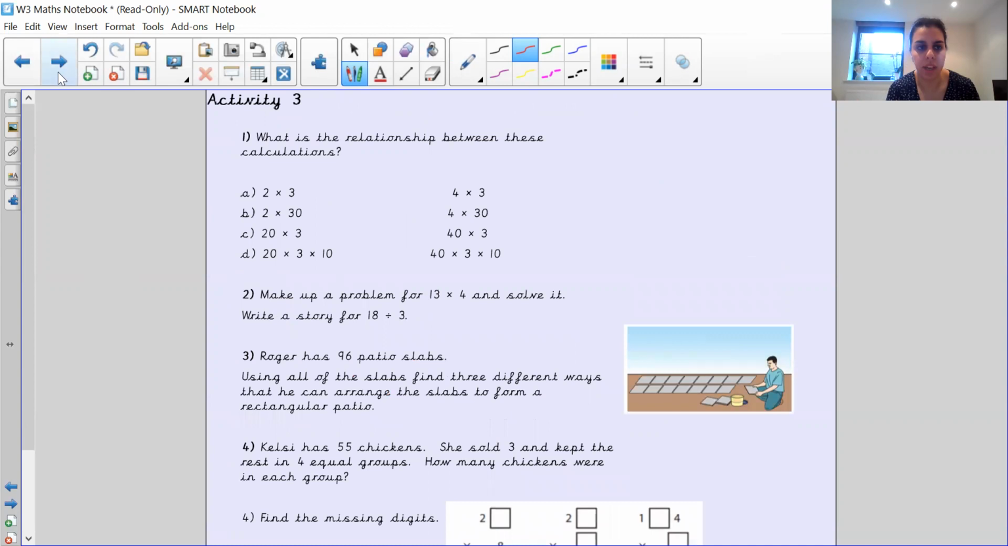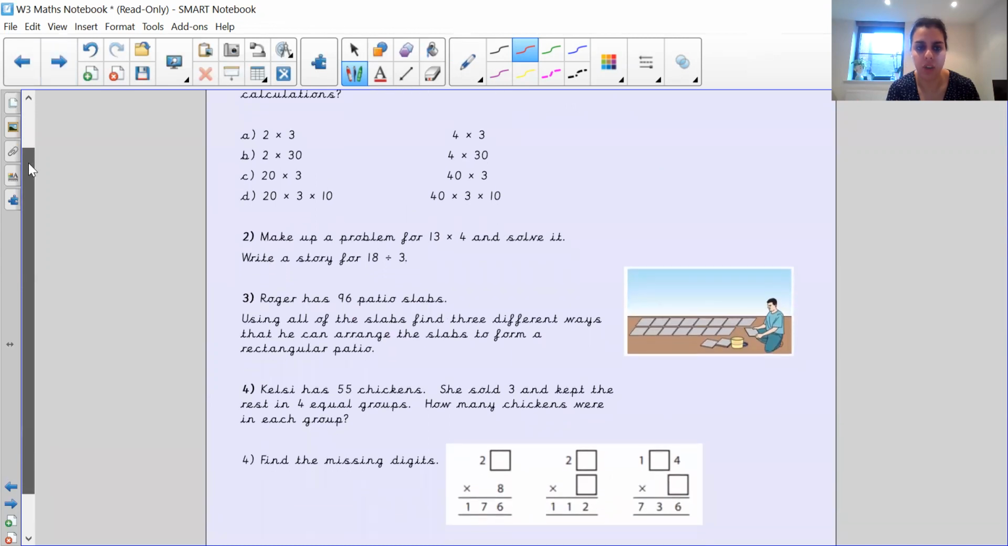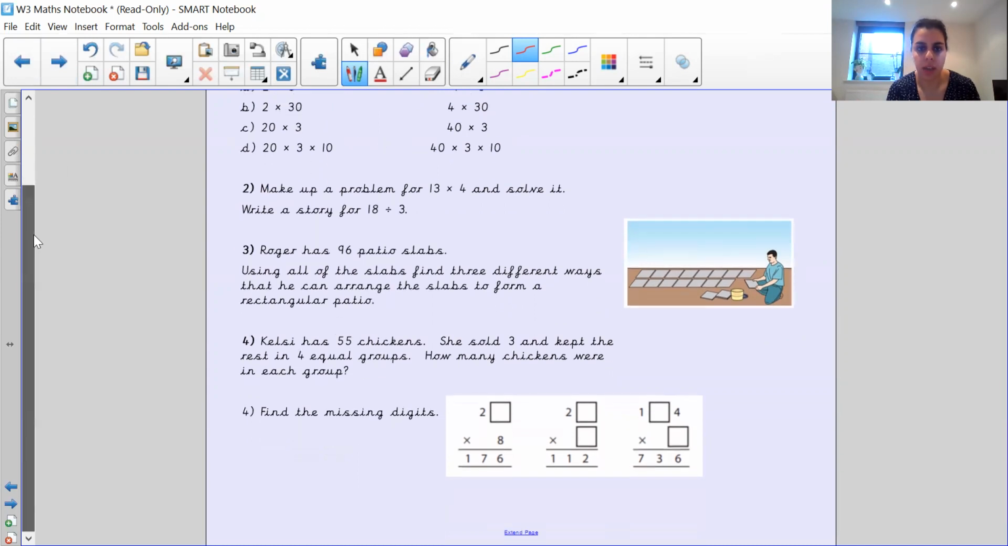And activity 3, again, you've got to work out the relationship between these number sentences, and it goes across. So a relationship between 2 times 3 and 4 times 3, or what do you notice about them? 2 times 30 and 4 times 30, etc. Then you've got a word problem, you've got to make one up yourself. And the same with this question. Then you've got one similar to the tile question earlier on, but this time it's patio slabs, and you can use the picture.